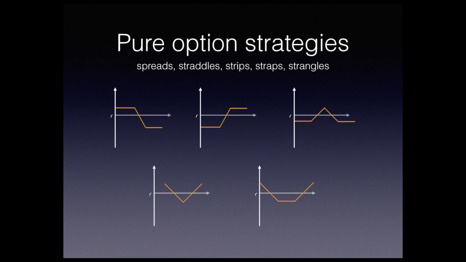What gets really cool with options, though, is when you combine them in different ways. You can get two call options or two or more put options, and based on the timing and strike price, create all kinds of payoff scenarios called spreads and straddles, strips, straps, strangles, and there's a whole variety of different names for them.